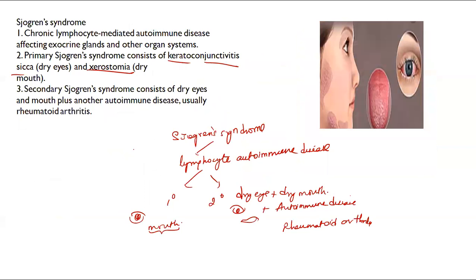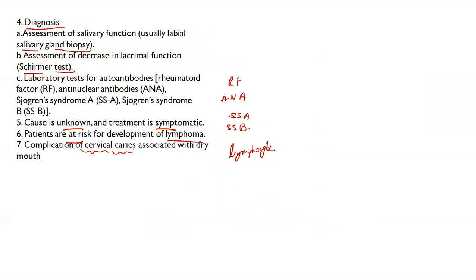Sjogren syndrome is mainly a chronic lymphocyte-mediated autoimmune disease, and it is of two types: primary Sjogren syndrome and secondary Sjogren syndrome. Primary Sjogren syndrome is where you can see drying of eyes and drying of mouth. Drying of eyes is called keratoconjunctivitis sicca, and dry mouth is xerostomia. Whenever there is a dry mouth, there are more chances of caries because bacterial accumulation will be more. Secondary Sjogren syndrome consists of dry eyes, dry mouth, as well as rheumatoid arthritis.